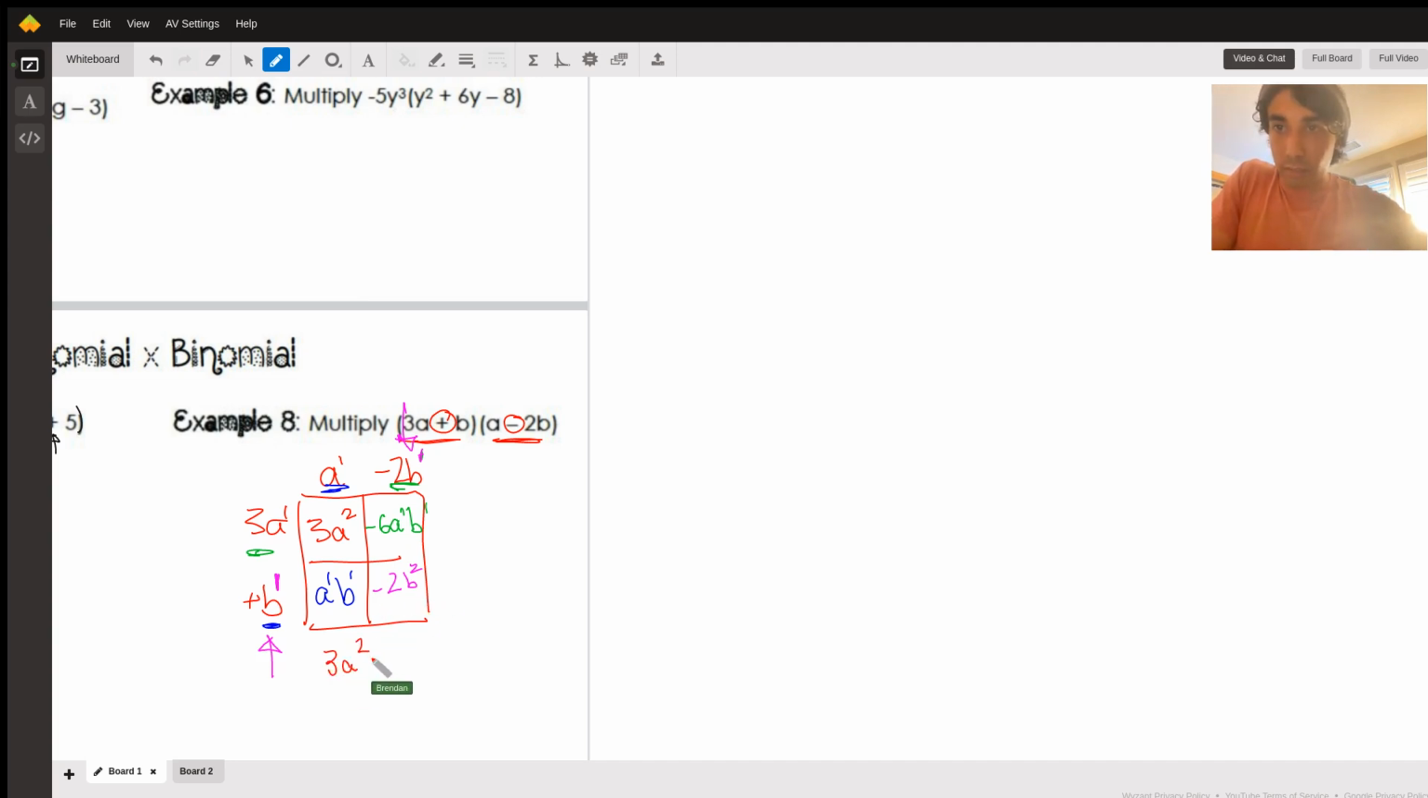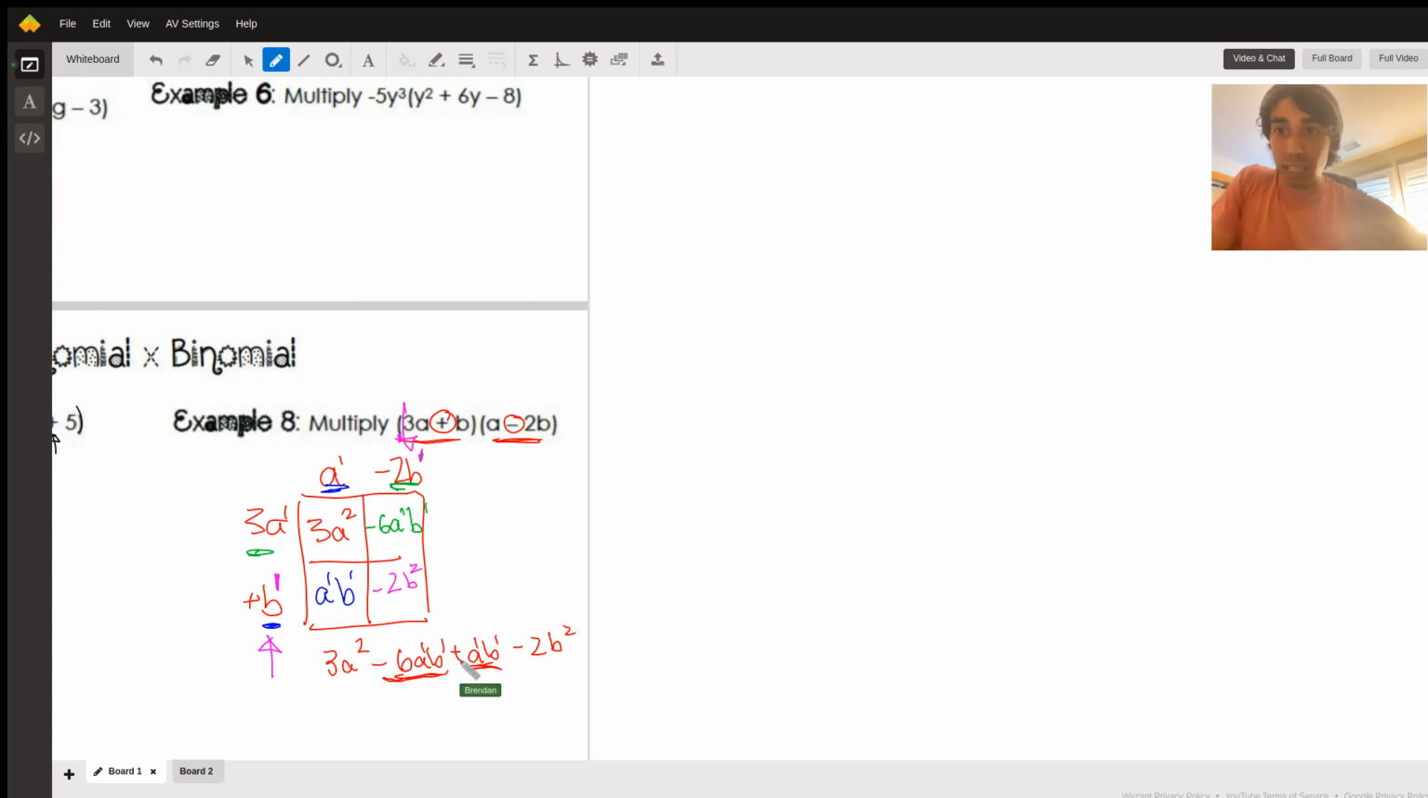3a squared minus 6ab plus ab minus 2b squared. And again, always look and see if you can combine like terms. So look for any terms that have the same variables and the same exponents. And that's going to be these 2 right here in the middle. Right? They've both got an a and a b, and they're both to the power 1. This is an a power 1 and a power 1. B power 1, B power 1.